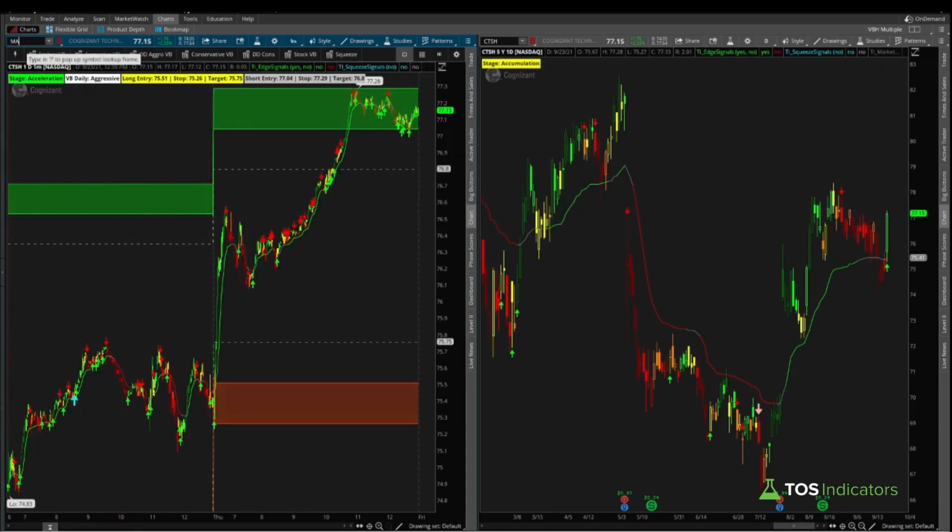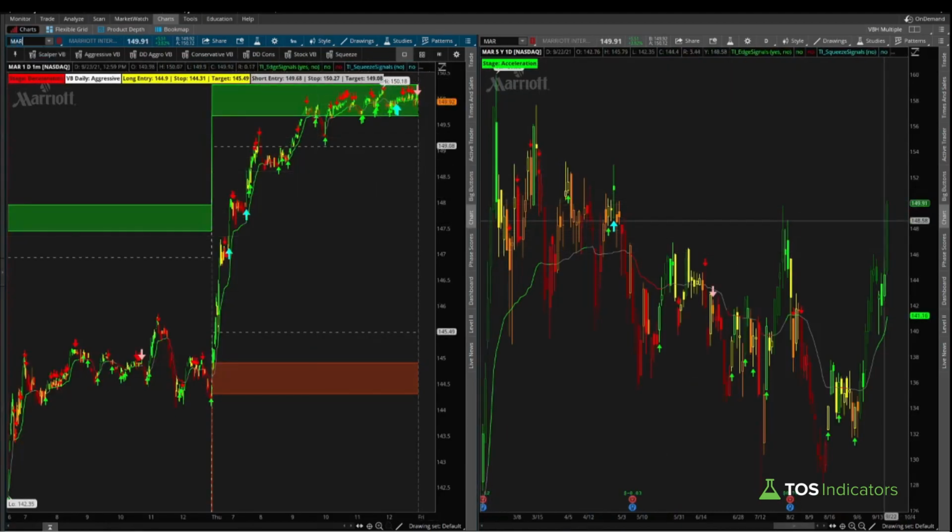The next stock we had was Marriott. So if we pull up Marriott, should be very similar, very routine now, but Marriott, the level to break, 150.27. We're looking for that same continuation.